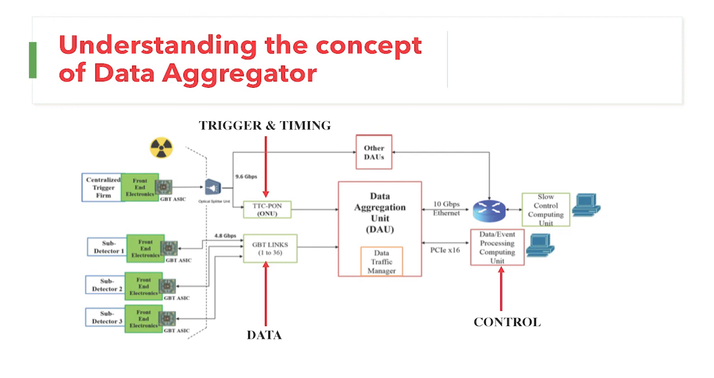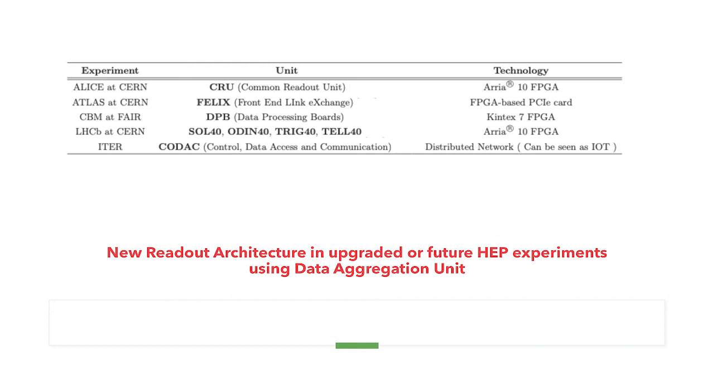I'm just reading the line here. The new readout architectures in upgraded or future high energy physics experiments use a data aggregation unit, but they call it by different names. In the ALICE experiment at CERN, it is called the Common Readout Unit, which uses the Arria 10 FPGA, an Intel FPGA. For the ATLAS experiment at CERN, it is termed FELIX, which is an FPGA PCI card. It is still not fixed what type of card they are going to use. At the CBM, it is called the DPB, Data Processing Board, which uses a Kintex 7 FPGA.